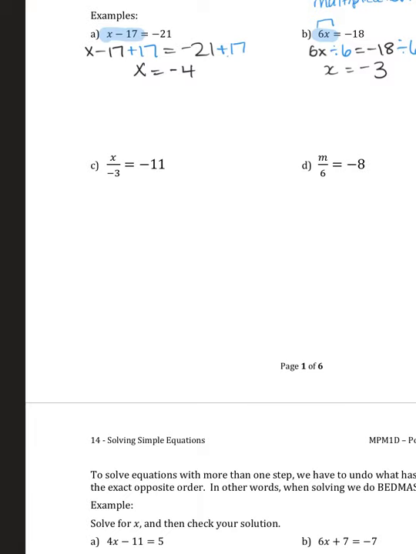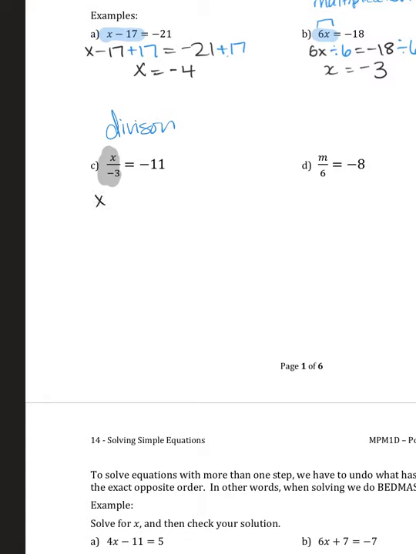So let's look here. We're going to start it exactly the way that we started the other two. I'm going to look at between my x and my negative 3 here and say what's happening between that. What operation is going on? So the operation that's going on is division. X over negative 3, that's the same thing as saying x divided by negative 3. So I have division. Okay. What's the opposite of division? Well, the opposite of division is multiplication.